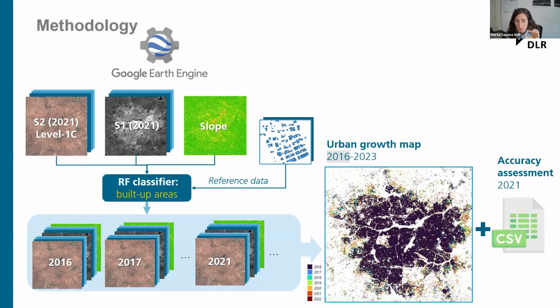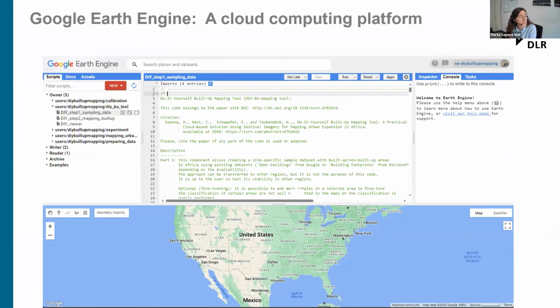In this case, just to mention that since we are using Sentinel data, we are restricted to 2016. So this is the earliest year that we can map. And right now we are using it until 2023. But as soon as the Sentinel data is fully available for this year or for the following years, this will be also updated. So this is how the tool looks.